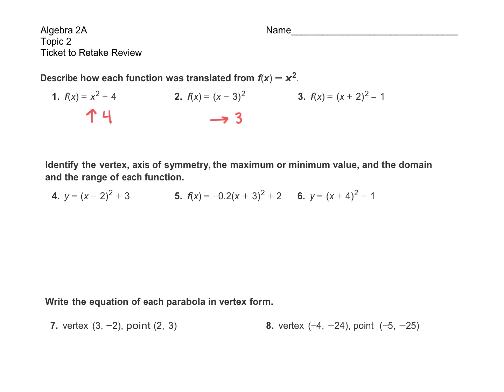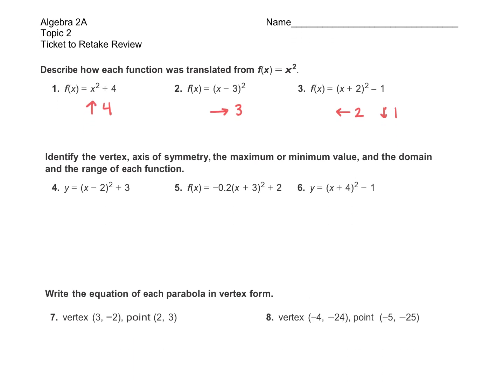Number 3, f of x equals x plus 2 squared. So there's our x squared making a quadratic and a minus 1 on the end. So inside we can see an x plus 2. That's going to shift your x's, which is horizontal. When it says x plus 2, we're going to go in the negative direction because of tricky x. So we're going to subtract 2. And then that minus 1 on the end tells us that we are going to go down 1 unit. So that's how each of those functions gets translated from the parent function x squared.